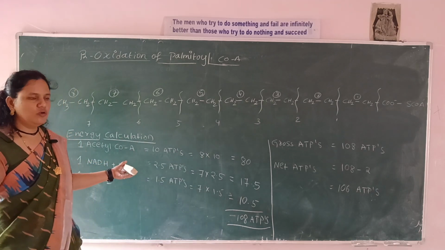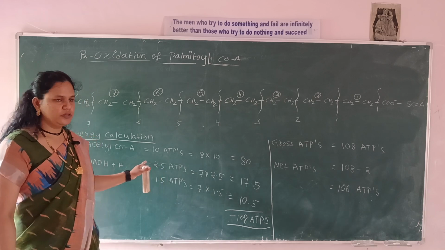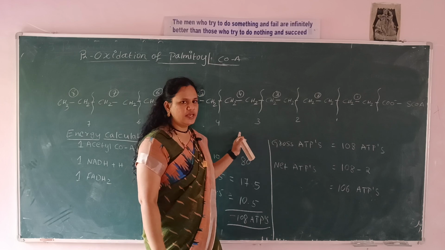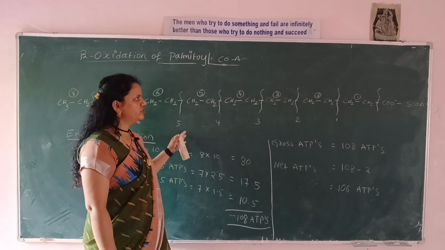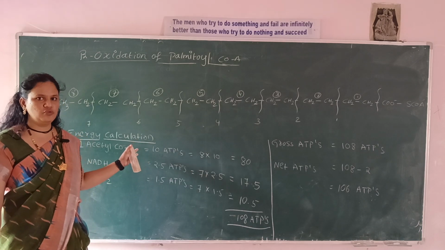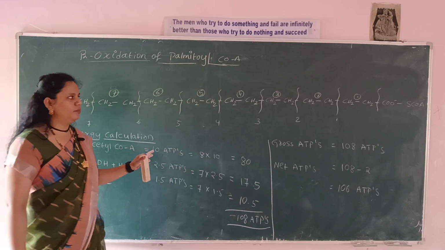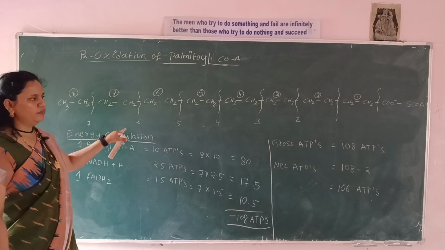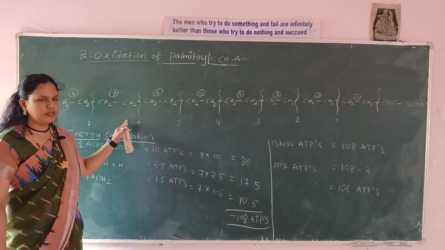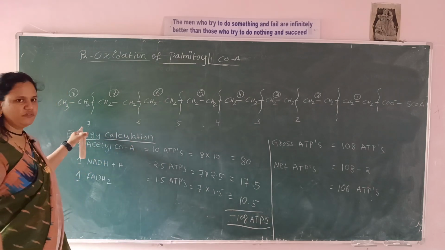Palmitoyl CoA is a 16 carbon chain, which gives 7 cycles and 8 acetyl CoA compounds, resulting in the formation of 7 NADH, 7 FADH2 and 8 acetyl CoA. This is the representation of the beta oxidation of palmitoyl CoA, where it gives 7 cycles.